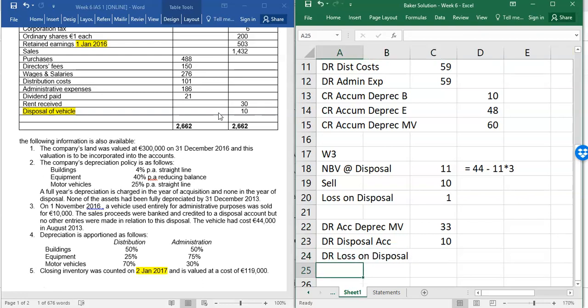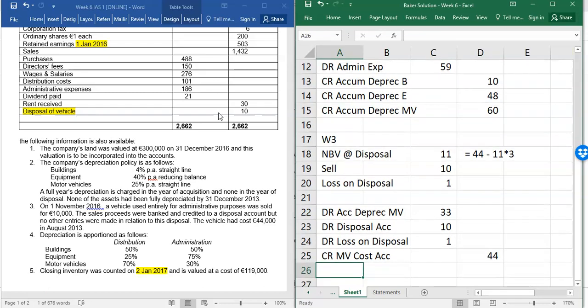Tidy up that. That's going to be 1. And then you're going to credit your motor vehicle cost account, because if the asset is sold, the 44 should be removed as well. So you have 44 on your credit side, 44 on your debit side.